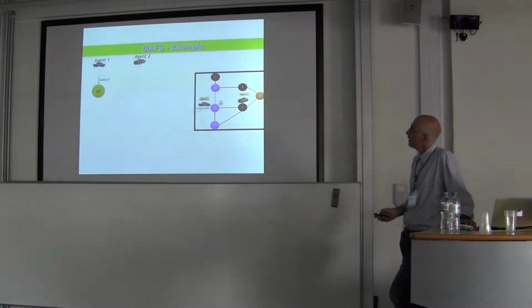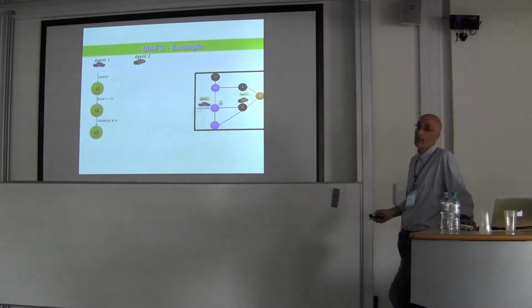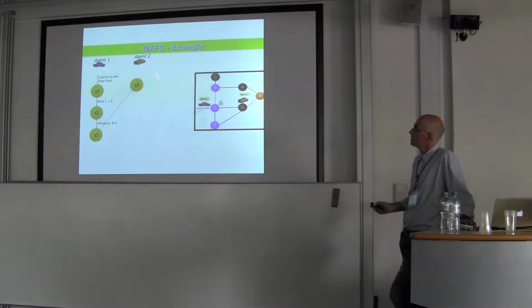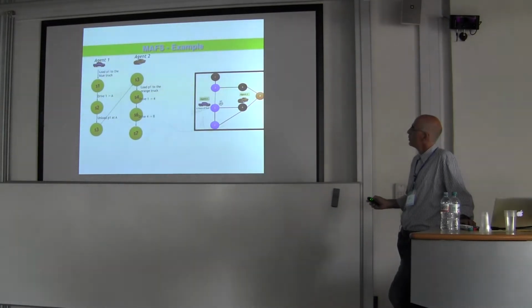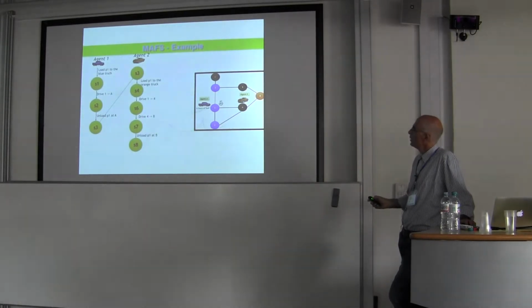Basically, it can load the package. It can drive from 1 to A. It can then unload the package here. Then, at this state, agent 2 can apply an action, so it sends the state to agent 2. Agent 2 will load the package to its own truck, and then it will move to 4, and then it will move to B, and then it will unload the package at B.